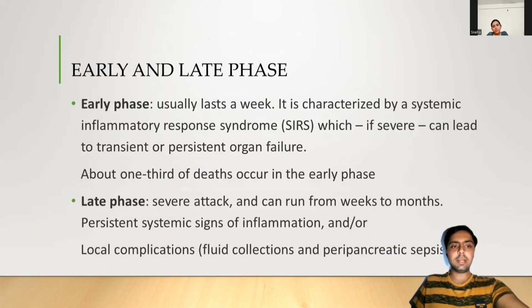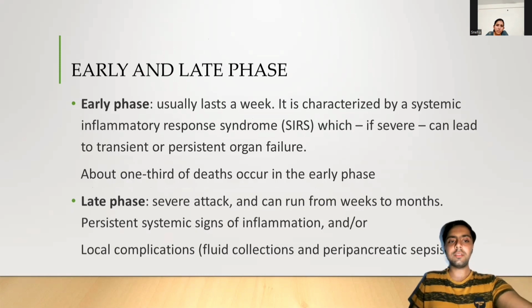Then moving on, we have the early and the late phase. In case of early phase, it's basically within a week, and late is after that week. So early phase is characterized by SIRS. What is SIRS? As you all know, it's systemic inflammatory response syndrome, which, if it is very severe, as I said, can lead to organ failure. So about one third of the deaths occur in the early phase, and the rest occur in the late phase.